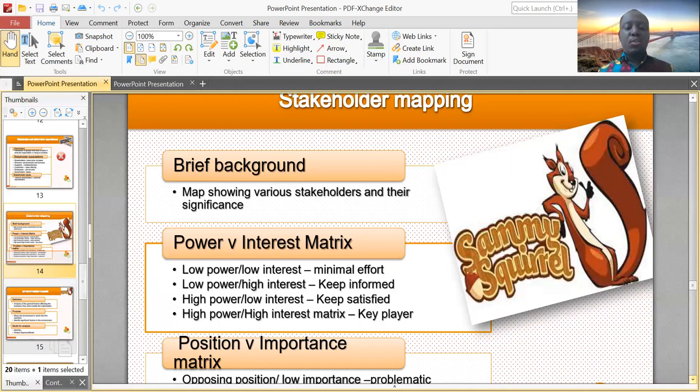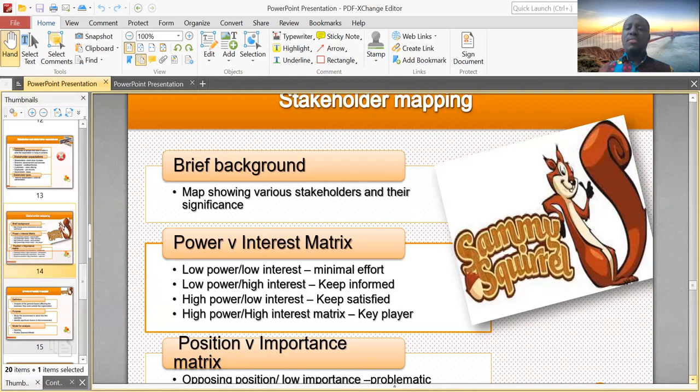Then there's another group of stakeholders who fall into the category of high power and high interest. These stakeholders are key players. They have high power, high interest. So you need to make sure that you spend your maximum efforts here in making sure that these stakeholders are okay.